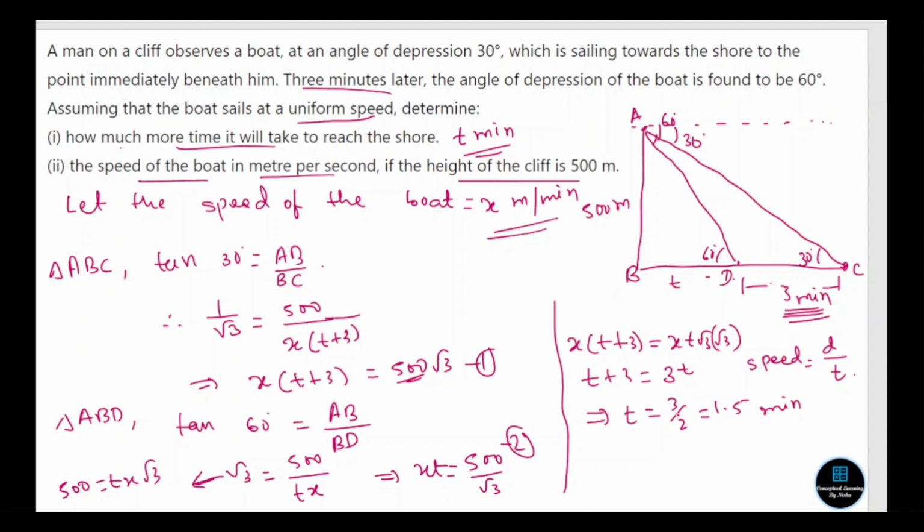So we got the value of t, and by putting the value of t I can find the speed of the boat, correct? From the second equation, xt, if I put that in, I get x is equal to 500 upon root 3 upon t. T is 1.5. On simplifying and rationalizing, what do we get? X is equal to 3.2 (meters per minute), and I have to convert that into seconds, right? So I'll just divide it by 60 and I get 3.2 meters per second. So this is my final answer.